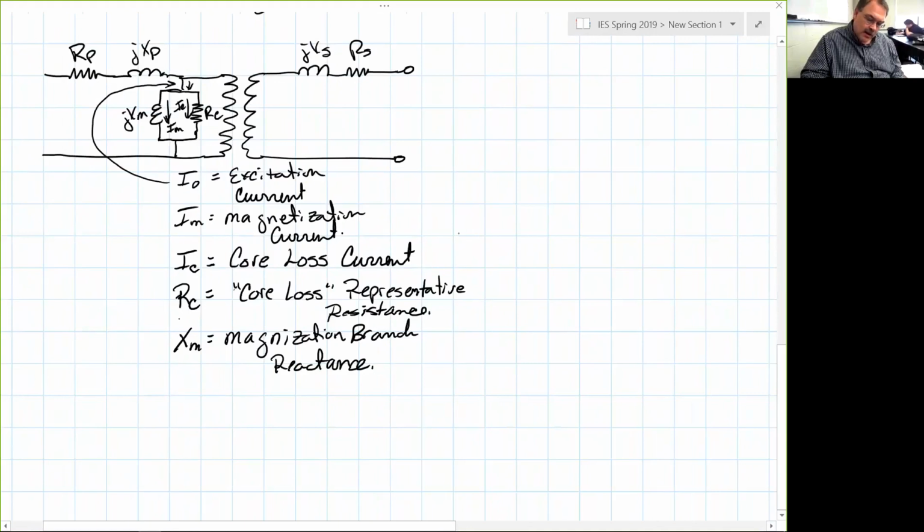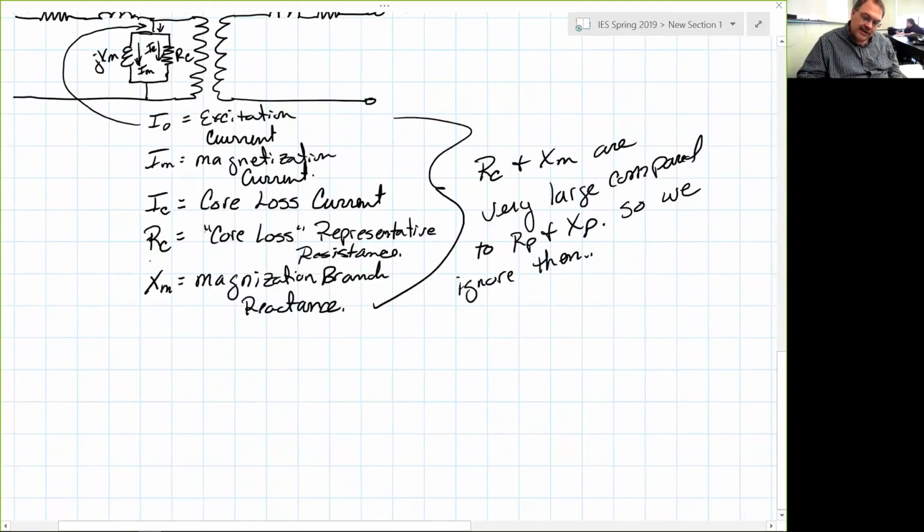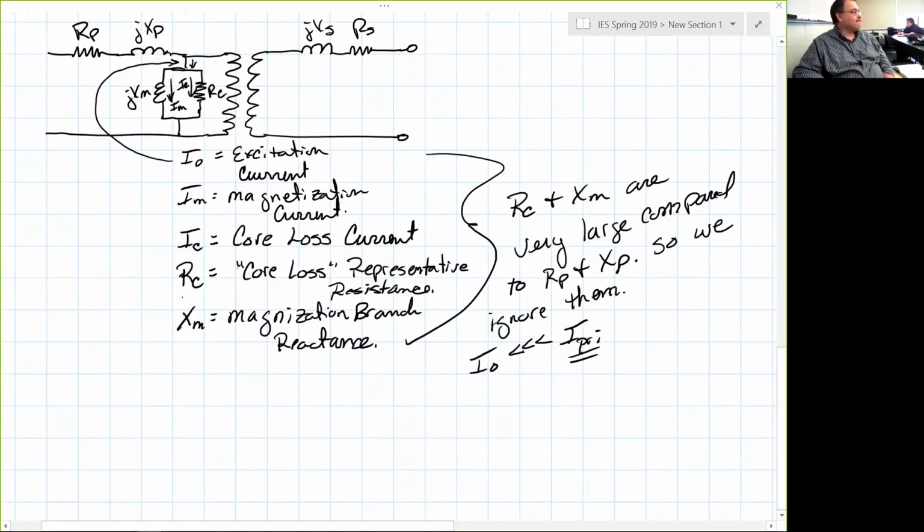Okay. But the bottom line here is RC and XM are very large compared to RP and XP. So we will ignore them. Another way to say the same thing is the excitation current I0 is a lot lower than I primary. Does that make sense? Okay. So we're going to ignore them. Makes our life quite a bit easier.